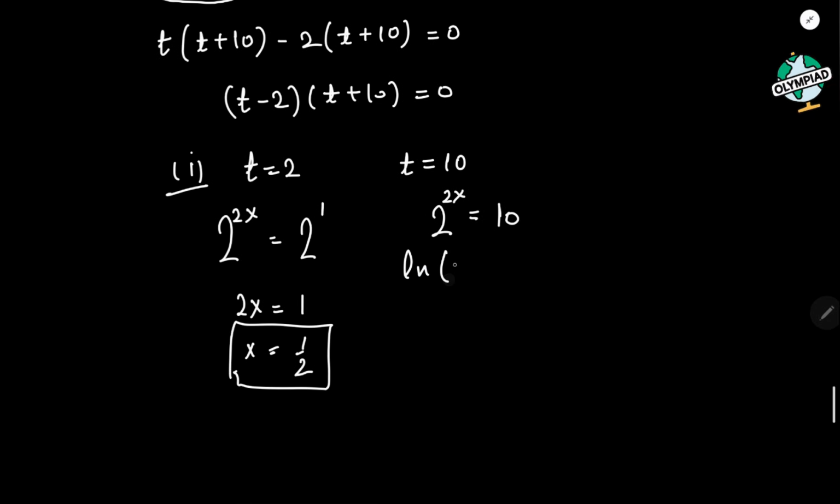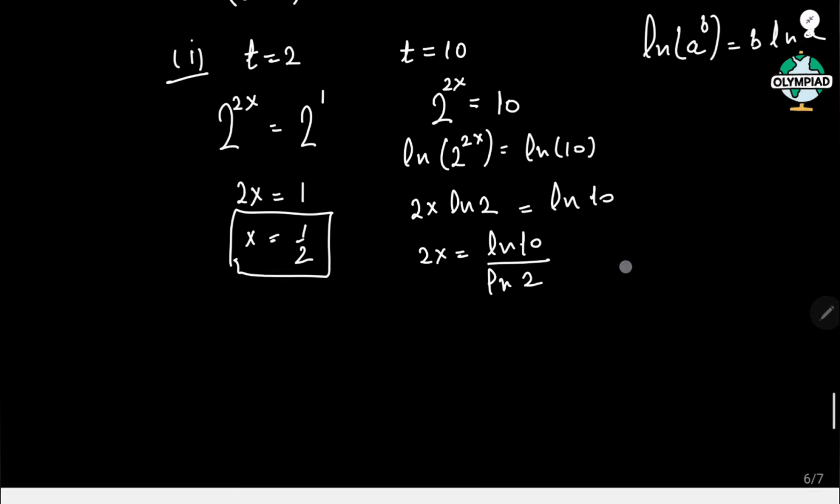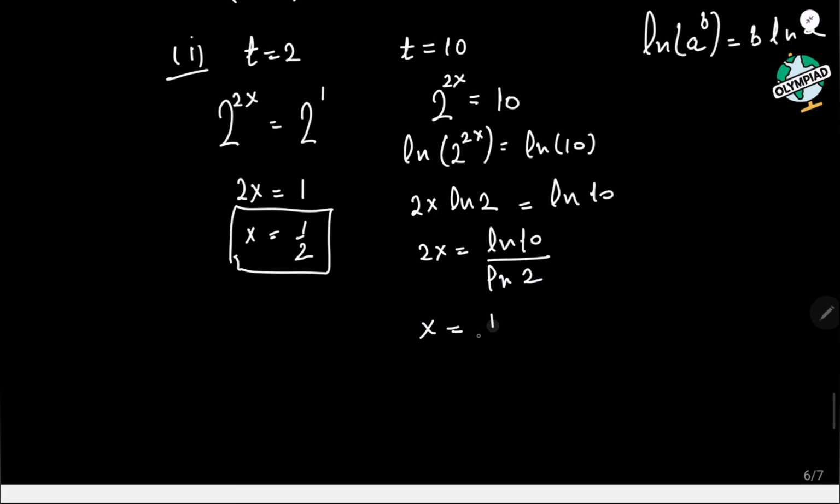We get ln of 2 raised to power 2x is equal to ln 10, right? Now here it will become 2x ln 2. Why? Because this is a formula that ln a raised to power b can be written as b ln a, right, is equal to ln 10. So 2x is equal to ln 10 by natural log 2, right? Okay. So x is equal to 1 by 2 times natural log 10 by natural log 2, right?